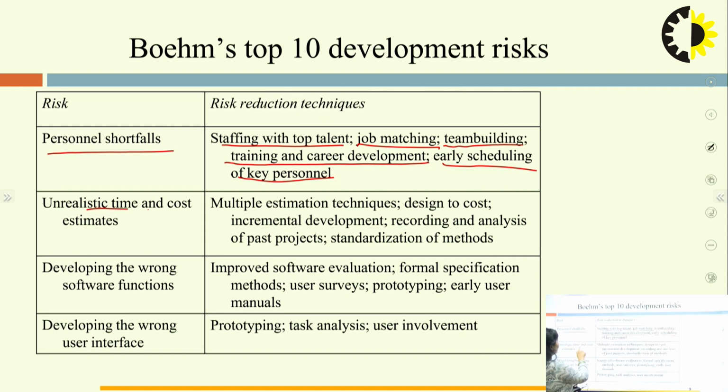Second one is unrealistic time and cost estimates. Like I know very well that the project is going to be developed in 1 month. But sometimes, due to excessive work or pressure from the client, we say, okay, we are going to complete this project in 15 days. So that is unrealistic time and cost estimates.